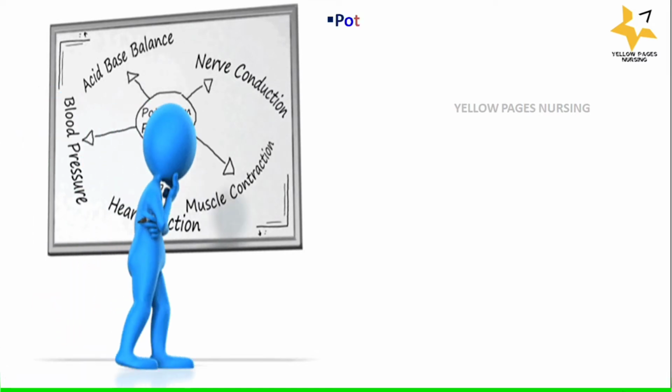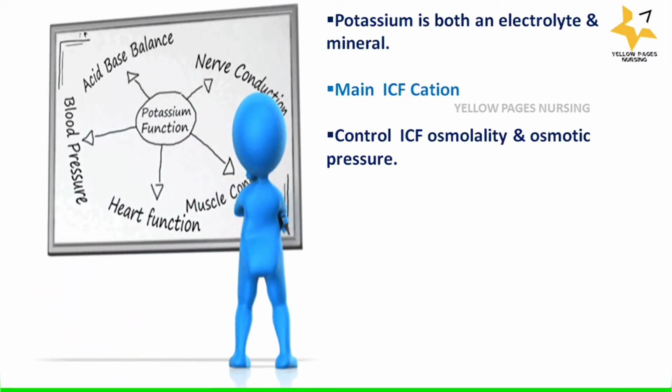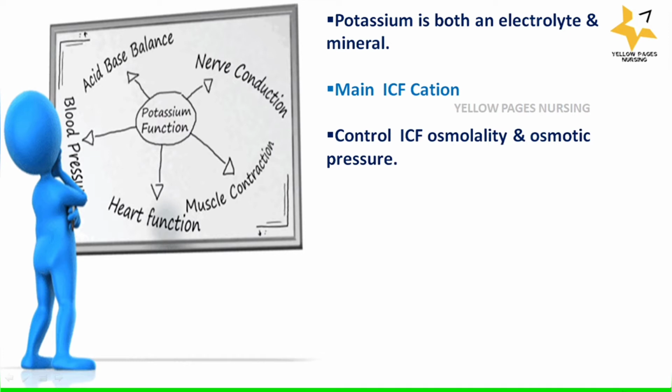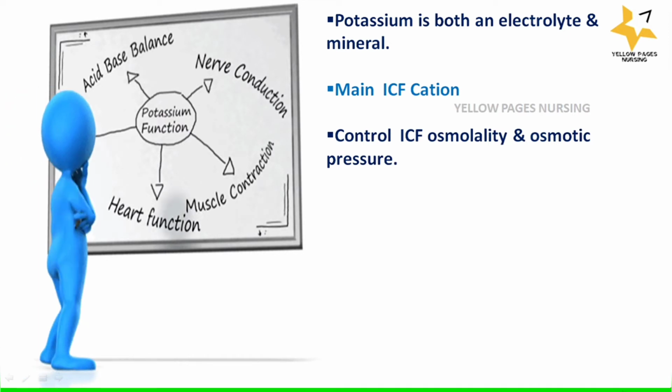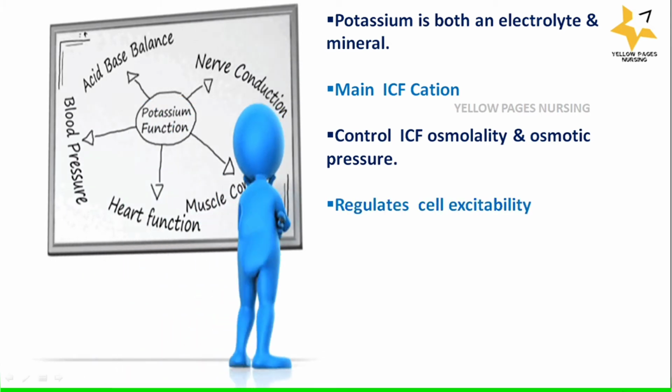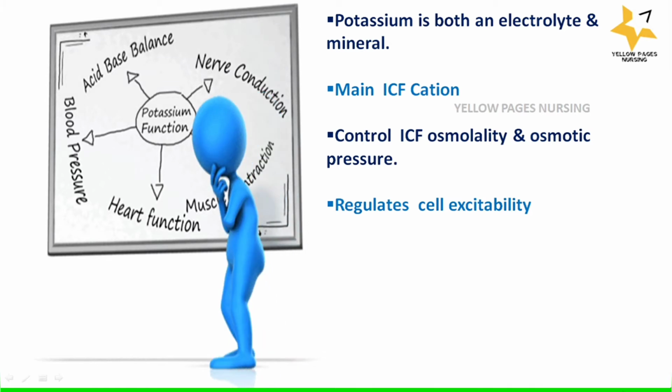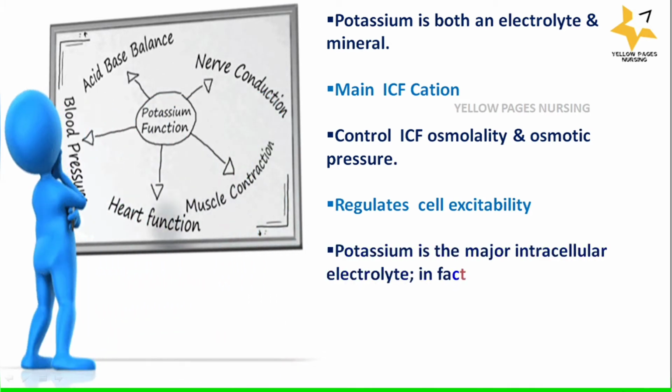Potassium is both an electrolyte and a mineral as well. It is the major intracellular fluid cation, and it controls intracellular fluid osmolality and osmotic pressure. It also helps in regulating cell excitability. Potassium is the major intracellular electrolyte.